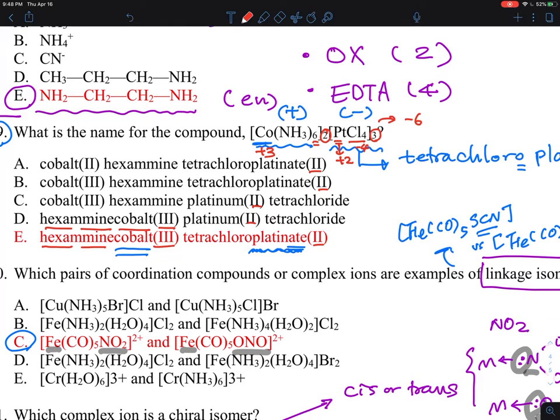So that's good. And then you are looking for tetrachloroplatinate. This -ate comes from when you are in an anion, negatively charged ion form. The metal in cation form is much more common, so they just put the name as it is.